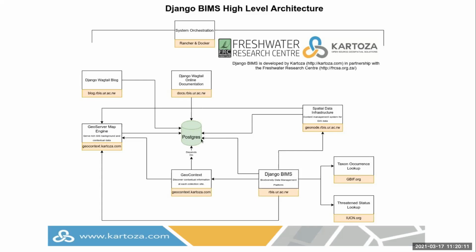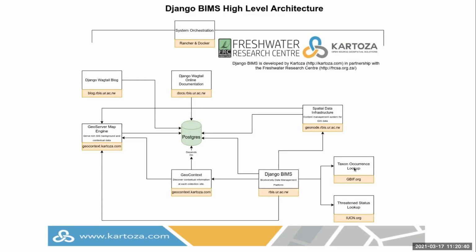So, for example, you can't add an occurrence record for a taxon that doesn't exist or whatever. It will give an error right down at the database level. Basically, Django BIMS stores its data models in the database, and then it is an orchestration component that integrates with these other pieces that are on the model here.